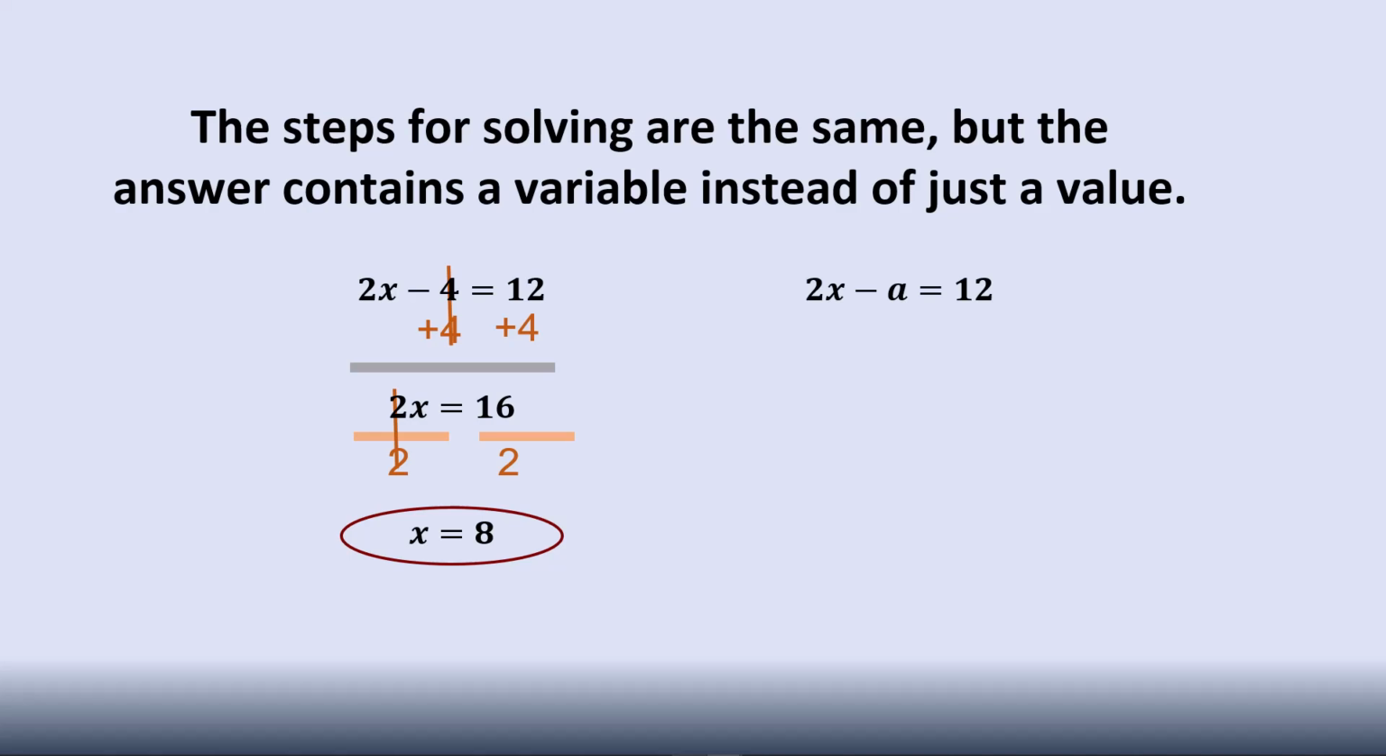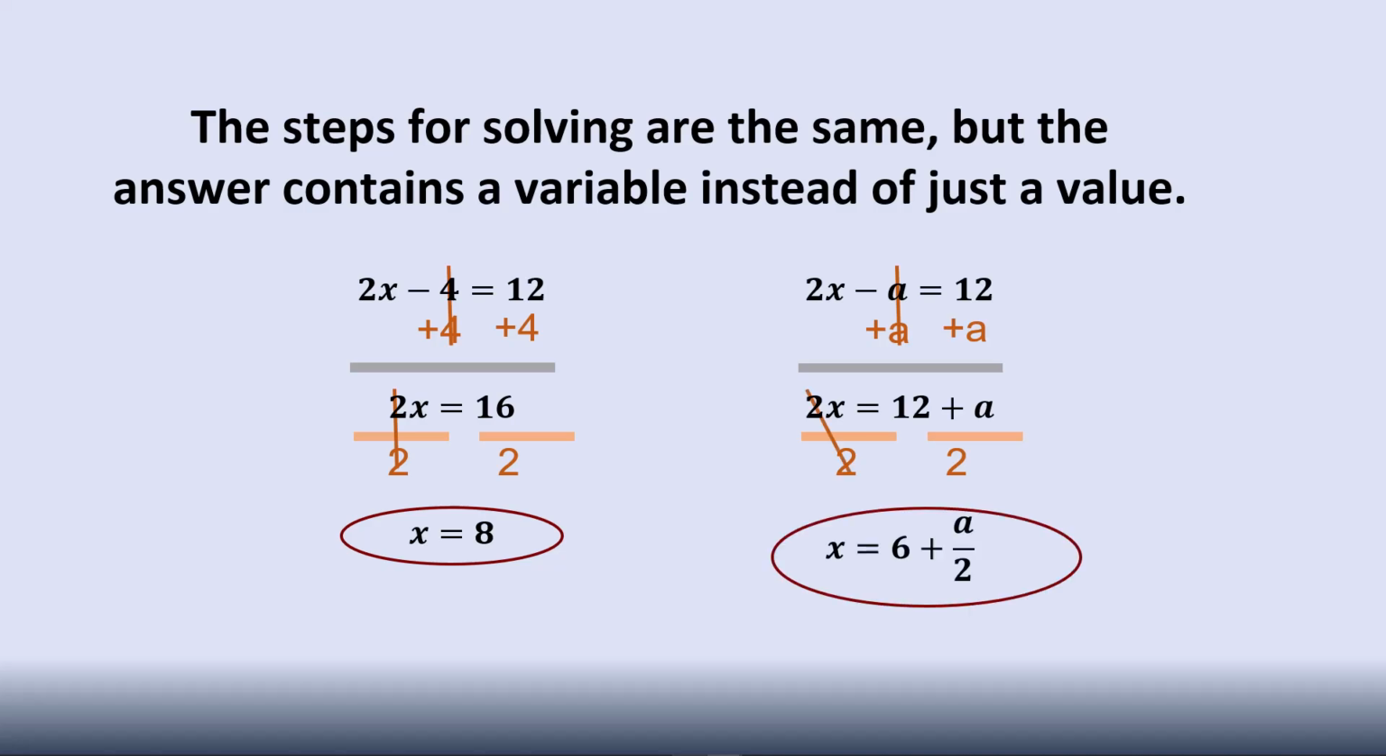Here we have another equation with two variables. It looks almost the same, except now the 4 is an a, but we solve it exactly the same way. We add a to both sides, we get 2x equals 12 plus a. The 12 and the a cannot combine because they are not like terms. We divide both sides by 2, leaving x isolated on the left, and on the right, 12 plus a divided by 2 simplifies to 6 plus a over 2.